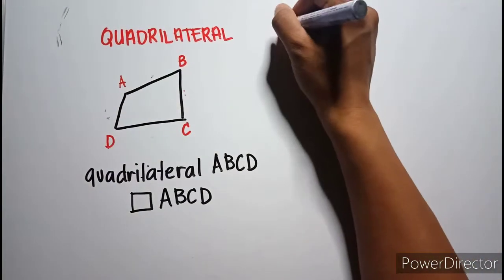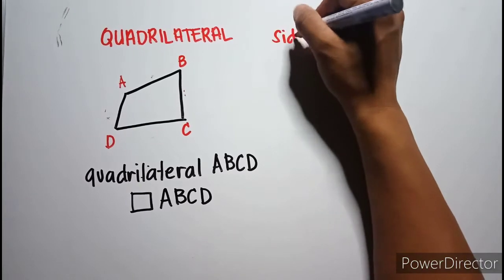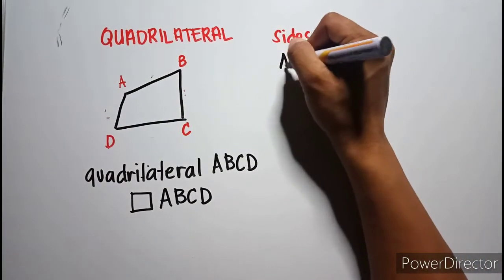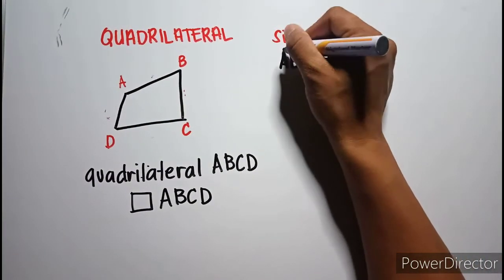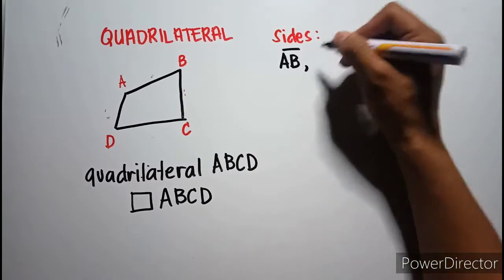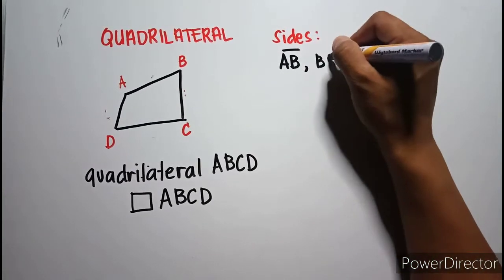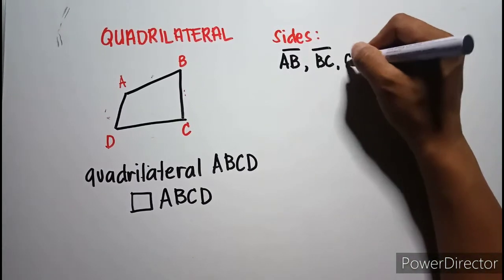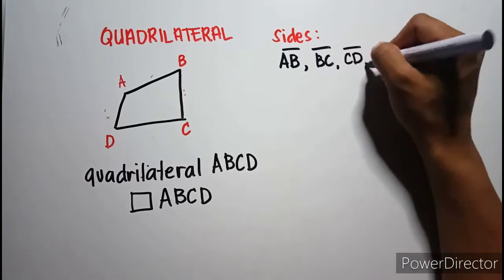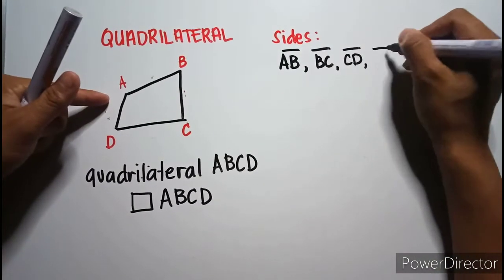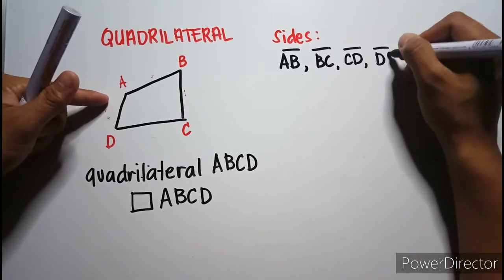So, ang ating sides of the quadrilateral, we have side AB. We have 4 sides. We have AB. Ang symbol ng side, okay. We have side BC, katulad ng sa line segment. We have also side CD. At katulad din ng yung last ay side DA.